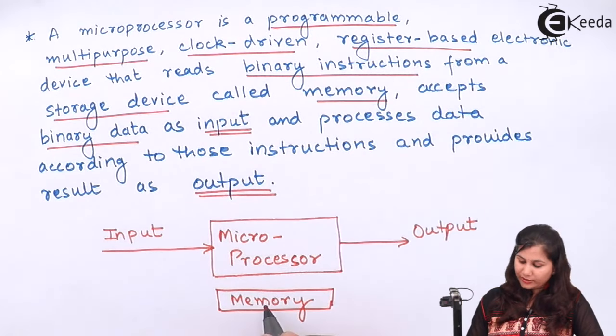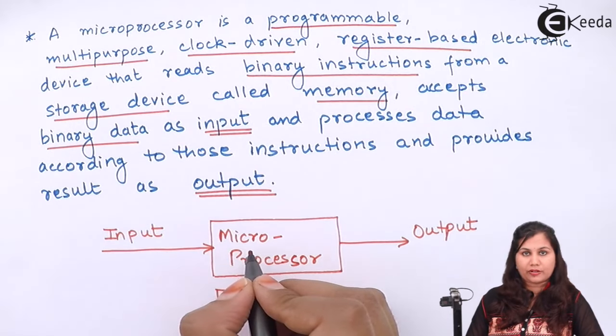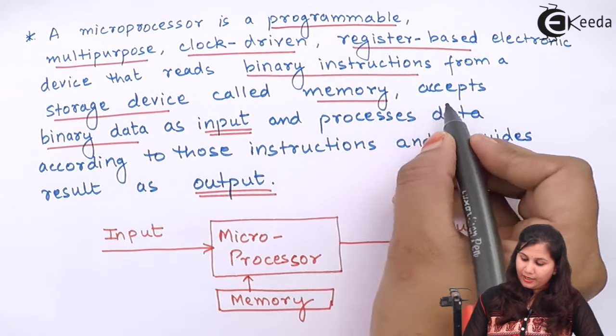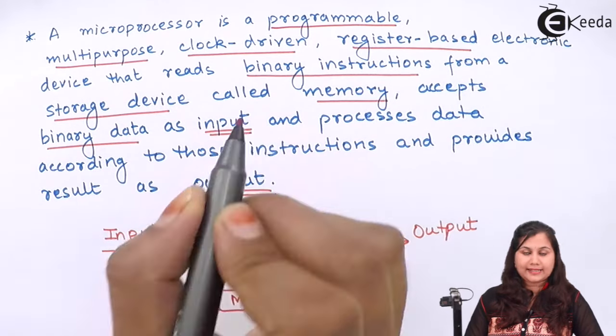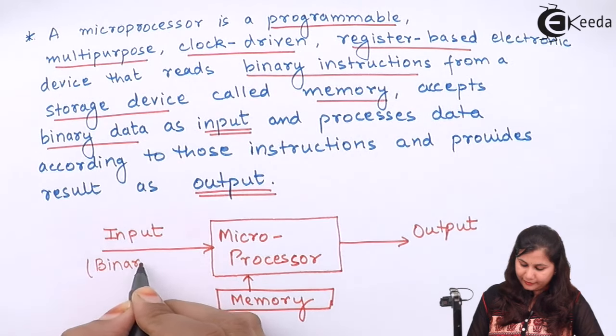Now these instructions are written in the memory. So the microprocessor is going to read the instructions from the memory, and accepts binary data as input. So here the input is in the form of binary data.